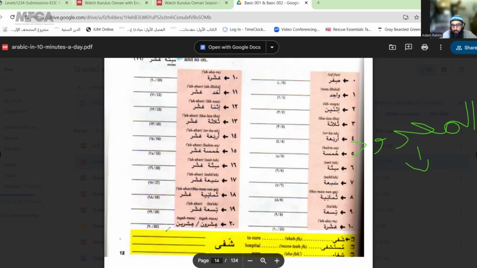Or she read 2 books? No, I read. قرأت. I read. Okay. قرأت means I read. قرأت كتابين. I read 2 books. Very good. I read 2 books.